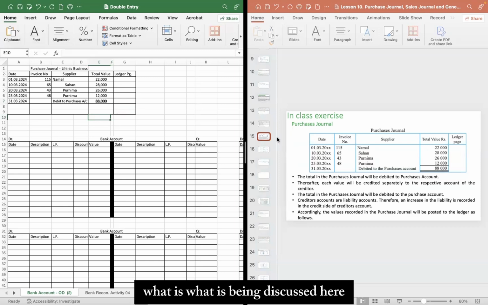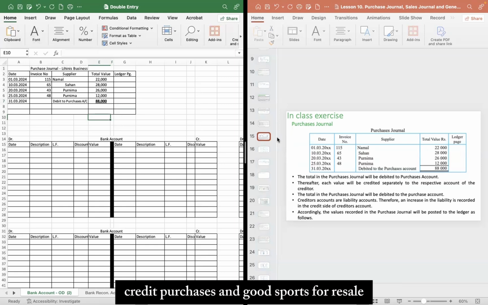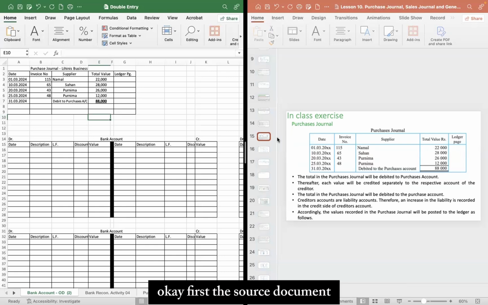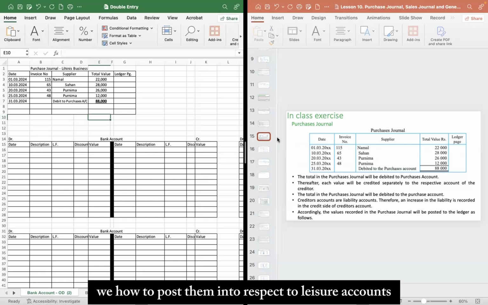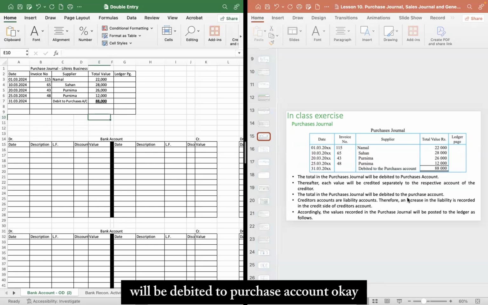Now let's see what is being discussed here. The total in the purchases journal. Firstly, we had the source documents in a real life scenario. From those source documents, we extracted credit purchases and goods bought for resale. Those transactions we filtered out and recorded in our purchases journal. First the source document, then the purchase journal, and next we post them into respective ledger accounts. The total in the purchase journal will be debited to purchase account.